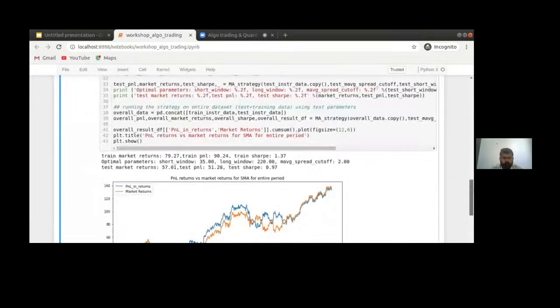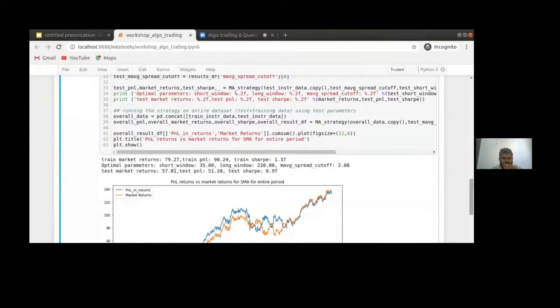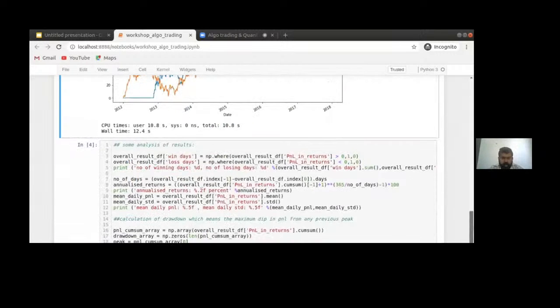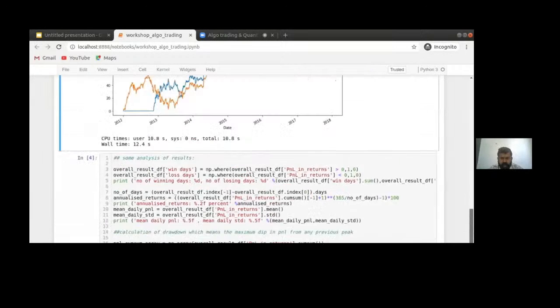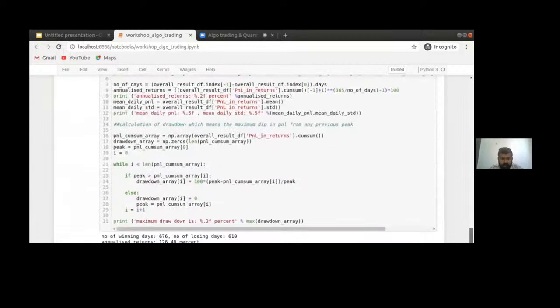Yeah. So this is how I built my strategy, and then I ran it, and then I calculated the optimal parameters, and then ran it for the test data. In the next portion, I will be doing some analysis of the results.